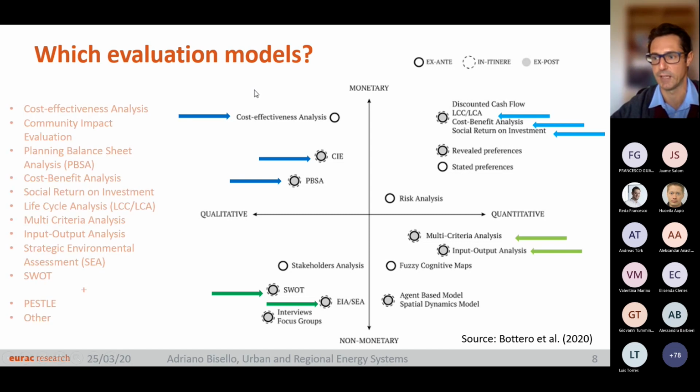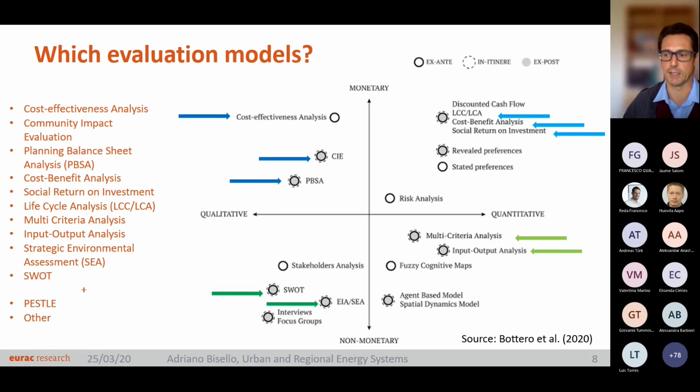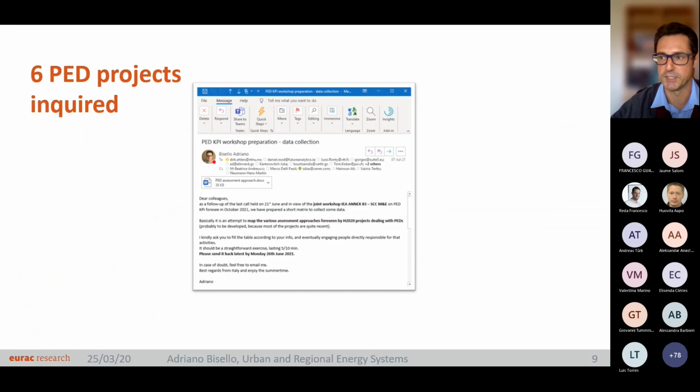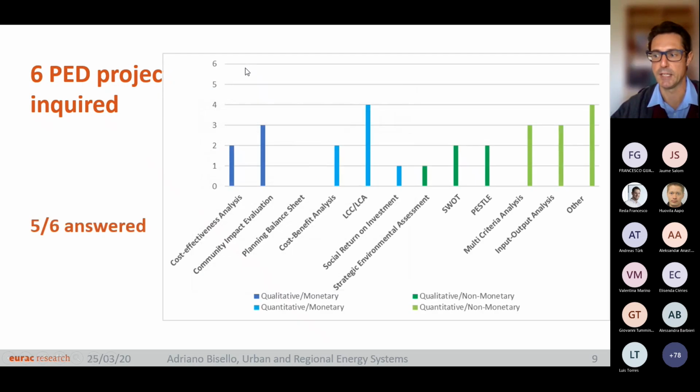So we extracted a selected list of models, also adding the PESTLE, which is quite a continuation of the SWOT analysis, and leaving some room to the investigation of other models. So the six projects have been directly inquired, taking contact with those responsible for monitoring and evaluation and the financial assessment of the project, thanks to a direct survey that was started this summer. And so far we have collected five out of six project answers.